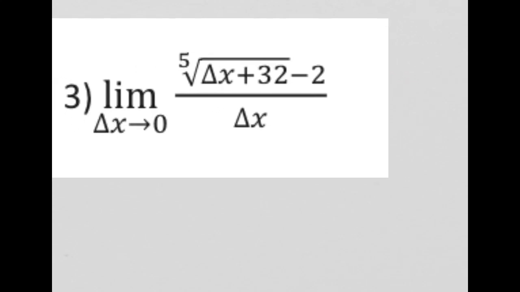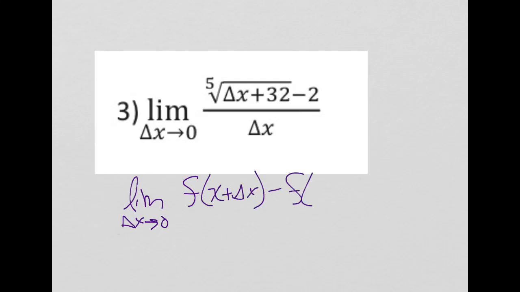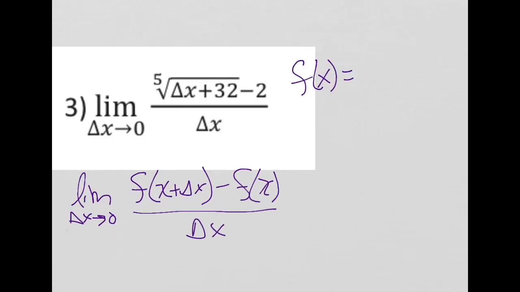Instead, we need to recognize that this is actually the limit definition of the derivative. So this is one of those problems that are in the form limit as delta x approaches 0 of f of x plus delta x minus f of x all over delta x. And so we need to identify the function f of x, which in this case is the fifth root of x.